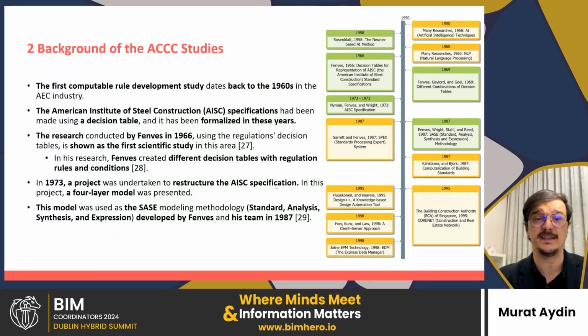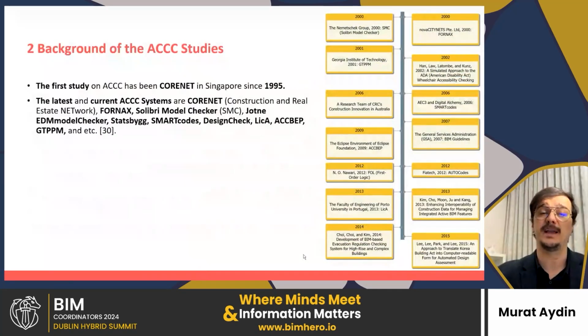Towards the end of the 1980s, studies began on the development of building automated code compliance checking systems. In the 1990s, building models and rule checking methods were developed. The first study on automated code compliance checking has been coordinated in Singapore since 1995. The latest and current automated code compliance checking systems are CORENET, FORNAX, Solibri Model Checker or SMC, Jotne EDModelChecker, STRUCTURE, SmartCodes, DesignCheck, Lika, ACC PEP, GTT, etc.